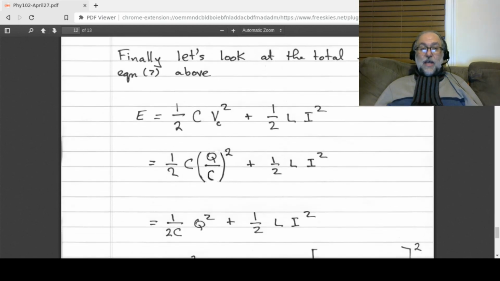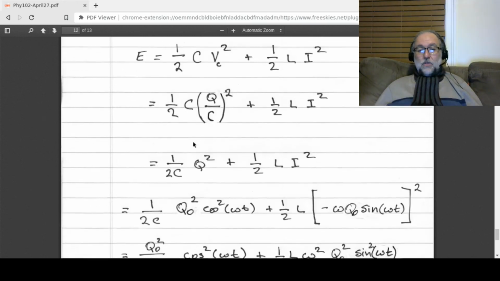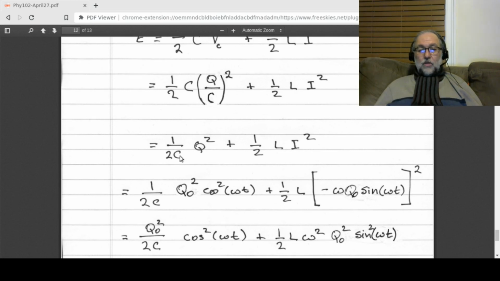So go back to that equation 7, which was the energy, 1/2 CV squared, where V is the potential across the capacitor, so 1/2 C VC squared plus 1/2 Li squared. Here we don't really have VC above, but we can rewrite VC in terms of Q using the definition of the capacitance. VC is just Q over C, and this reduces to this formula right here, 1 over 2C Q squared plus 1/2 Li squared. But for Q, we have that Q naught cosine omega t.